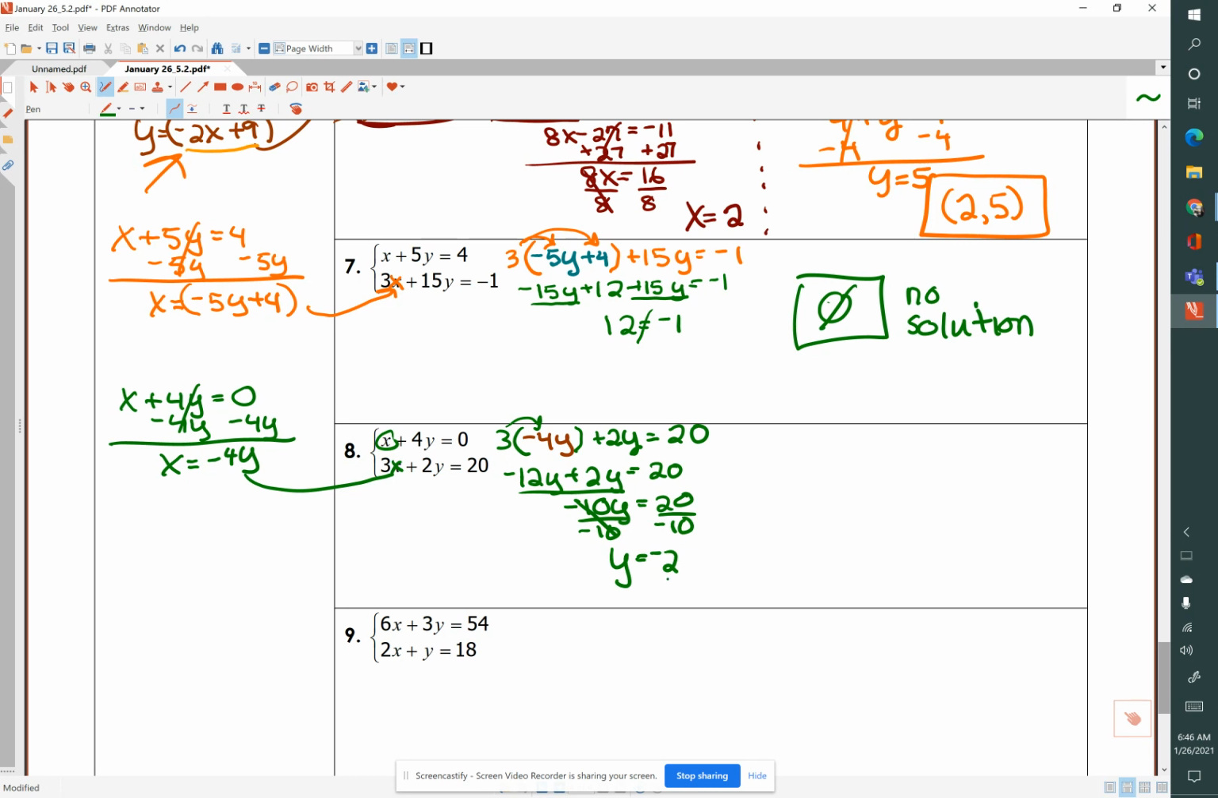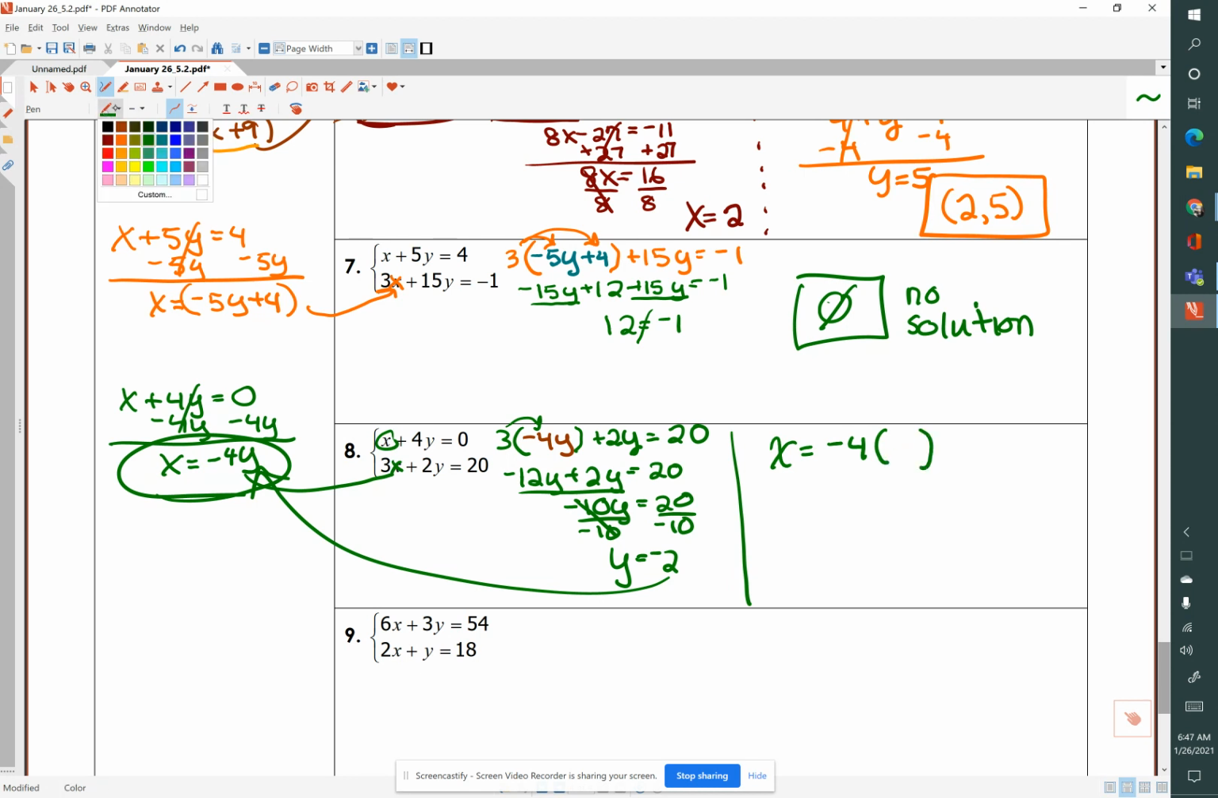Now we'll take the negative 2 and substitute it. I'm going to go to the slope-intercept form. I'm going to take the negative 2 and substitute it for y and solve for x. And here I'm going to substitute the negative 2, and x equals 8. So we have our negative 2 for our y value and our 8 for our x value. (8, negative 2). Done.